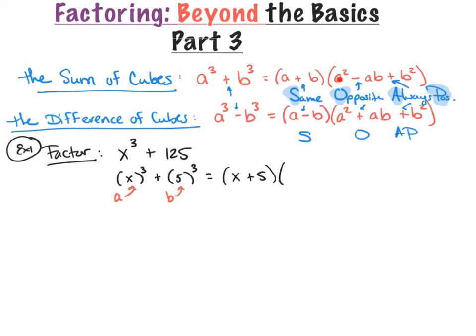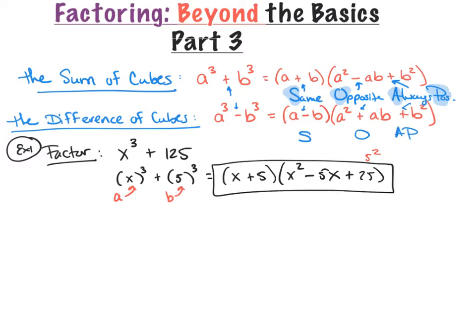Then we square whatever the first part was, so that will be x squared. Opposite sign, so subtract. And then a times b means we multiply these two numbers together. So x times 5 is 5x. And then always positive or always plus. The final number is 5 squared, or b squared, so that'll be a 25. And we're finished.